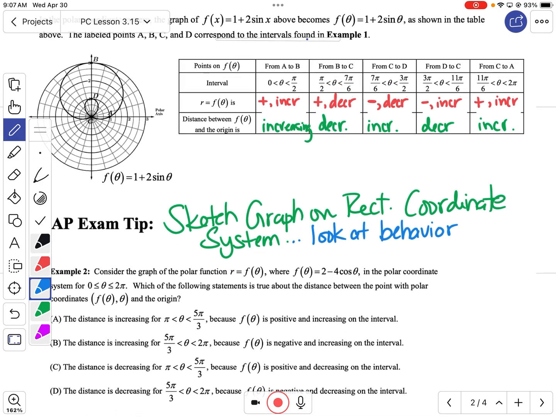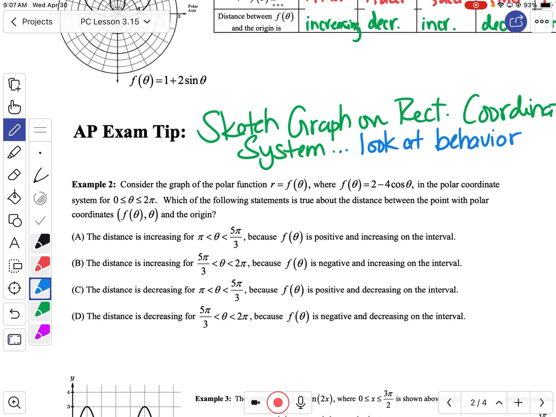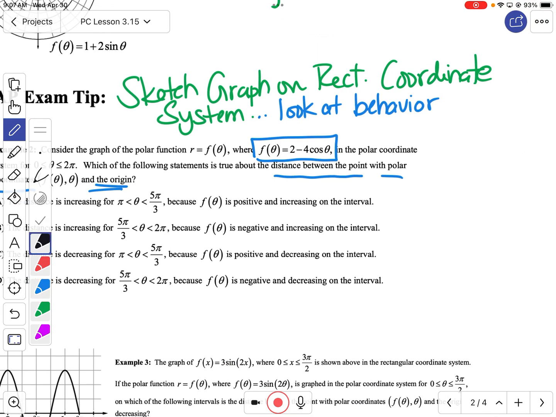So, let's look at this example. It says consider the graph of this polar function, r equals f of theta, where f of theta is 2 minus 4 cosine theta, on the polar coordinate system from 0 to 2 pi. Which of the following statements is true about the distance between the point with polar coordinates and the origin? This is where we want to look at the descriptors and graph it on the rectangular coordinate system.